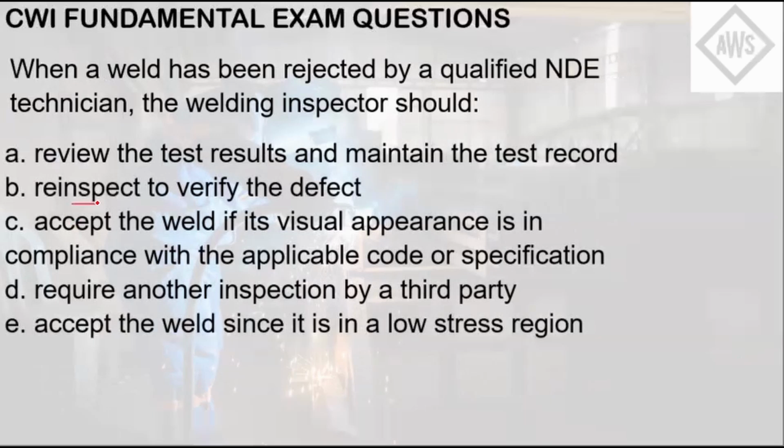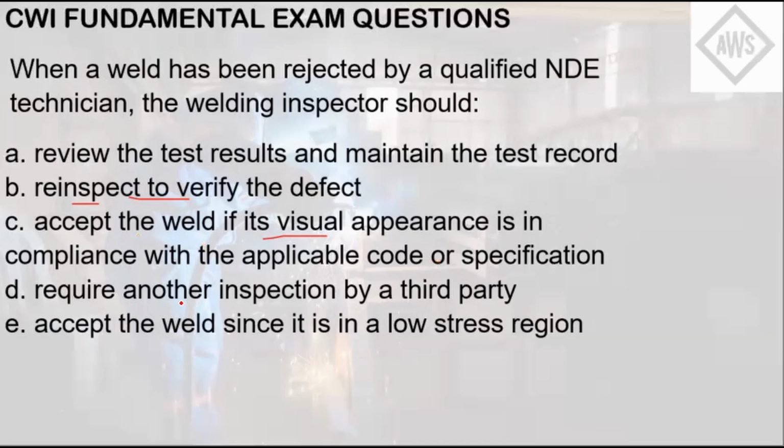For letter B, no need to inspect if the weld has already been rejected by a qualified NDT technician. So this is just counterproductive already. So letter C, this is a big no because the code will not allow this in the first place. Because the first basis of weld acceptance are actual measurements of the discontinuity as you see it in the weld.